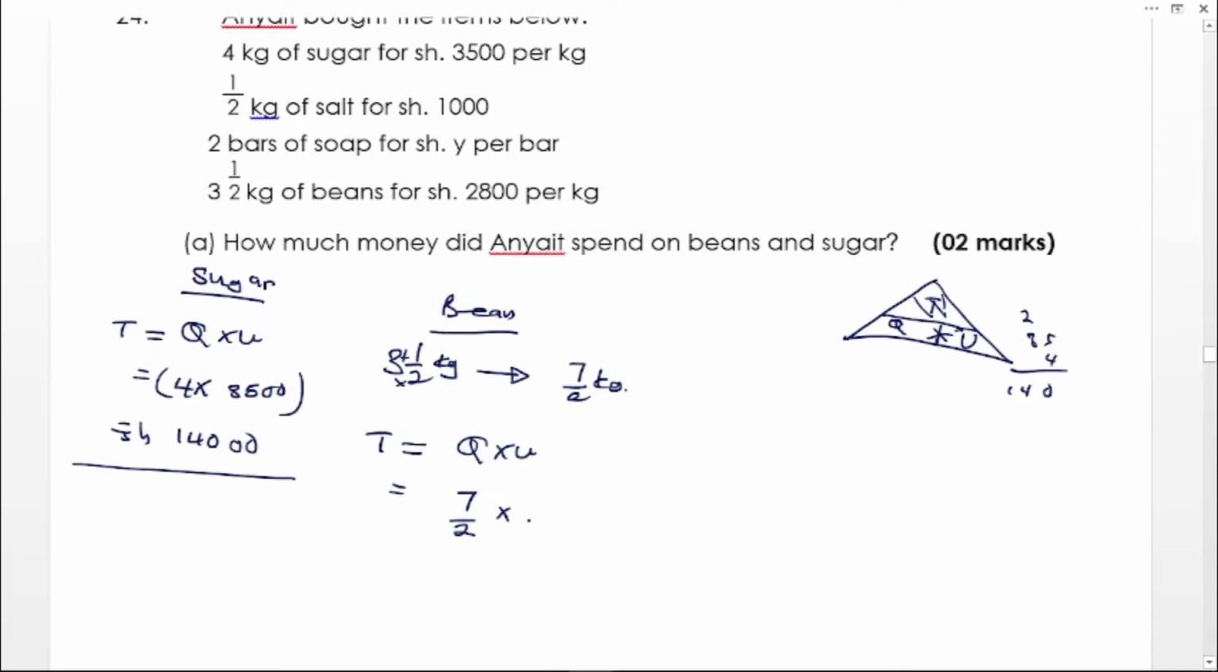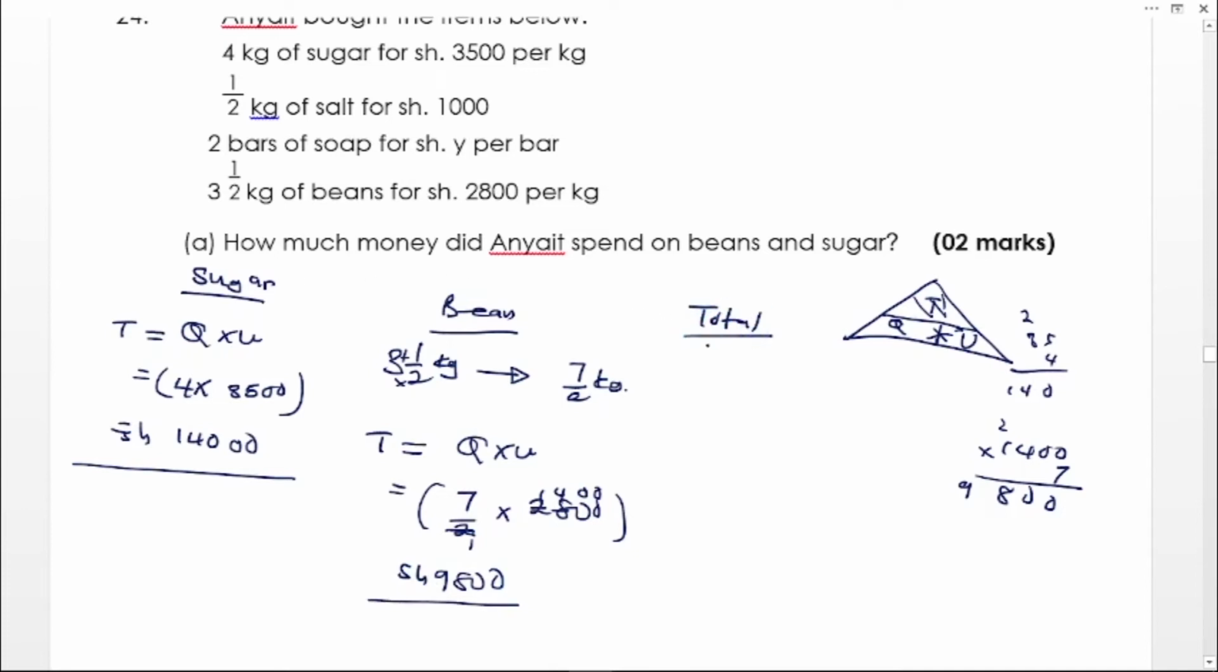Each kilogram was 2,800 shillings, so we multiply 2,800 by 3. So we are having 1400 by 7, this is a 00, this is 28 we put here, this is 9. So you come up with 9,800 shillings for 3 kilograms. Then they want us to get the total cost for that too.